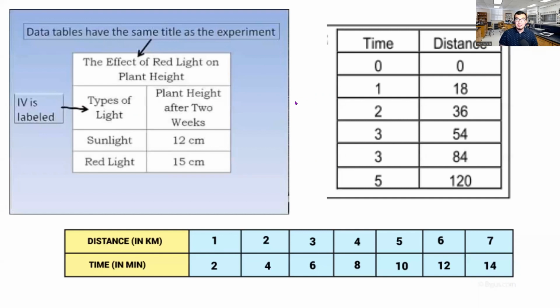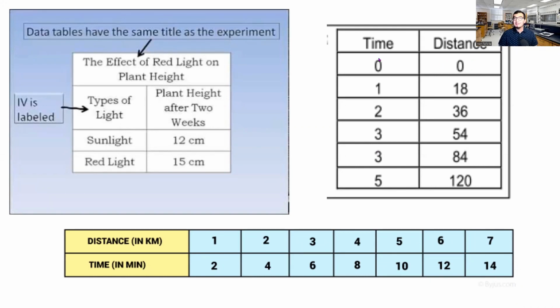Some other data tables can also look like this. So we went over this one on the last slide, but these two, they're a bit harder, but more or less they're still the same. It's still a data table. Here we have our time. Here we have our distance. So our independent variable, what is going to be changing, is going to be our time. What we're trying to measure is our distance.